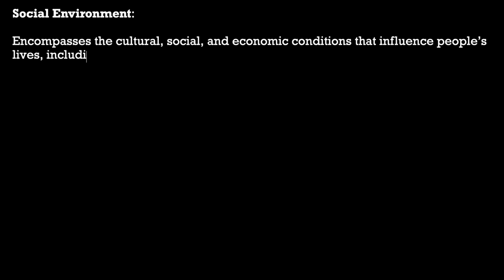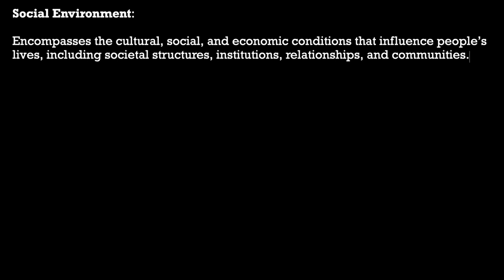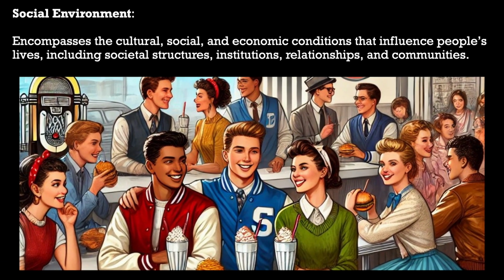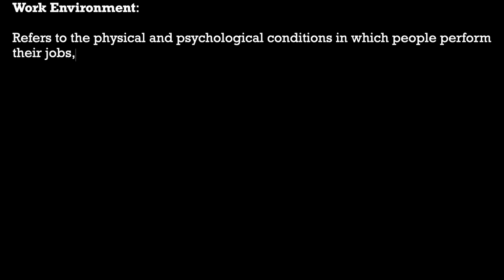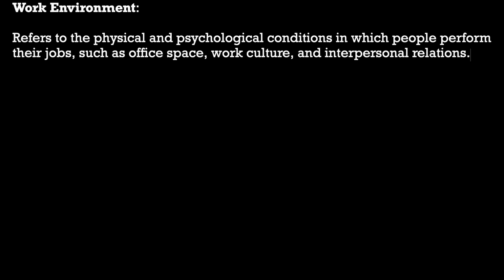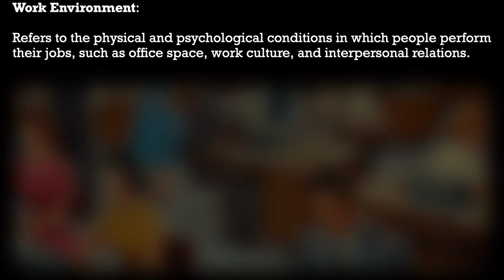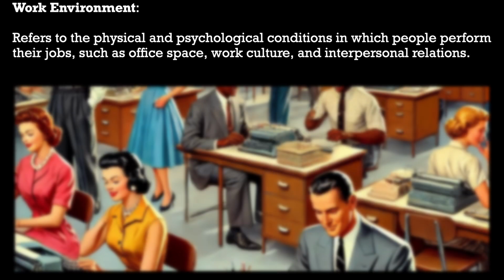Social environment, on the other hand, encompasses the cultural, social, and economic conditions that influence people's lives, including societal structures, institutions, relationships, and communities. With respect to work environment, we're referring to things like physical and psychological conditions in which people perform their jobs, such as office space, work culture, and interpersonal relationships.